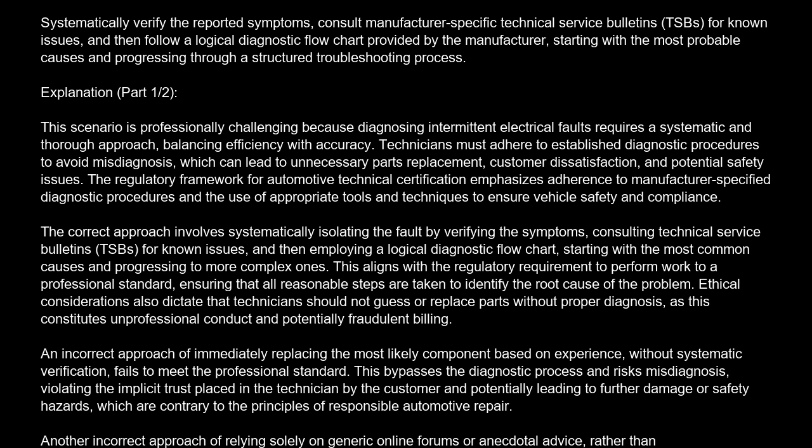Explanation. This scenario is professionally challenging because diagnosing intermittent electrical faults requires a systematic and thorough approach, balancing efficiency with accuracy. Technicians must adhere to established diagnostic procedures to avoid misdiagnosis, which can lead to unnecessary parts replacement, customer dissatisfaction, and potential safety issues. The regulatory framework for automotive technical certification emphasizes adherence to manufacturer-specified diagnostic procedures and the use of appropriate tools and techniques to ensure vehicle safety and compliance.